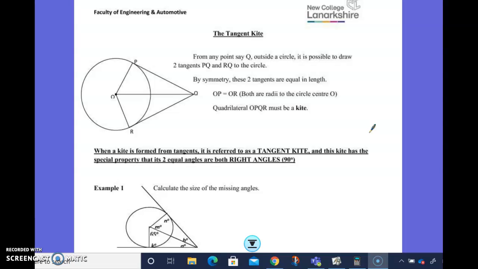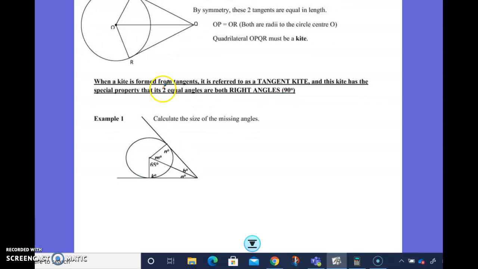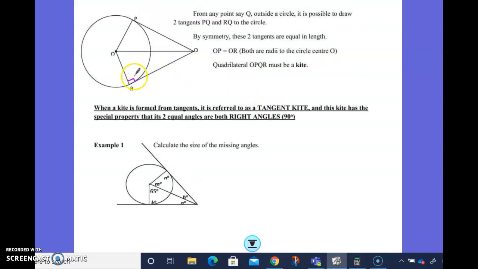Now the good news is that line O to Q must be a line of symmetry. So those two tangents must be the same length. And we can use properties of a kite and a triangle, because we can cut it in half, to work out different angles. Okay, so whenever we get a tangent kite like this, because we have a radius meeting a tangent, these sides must always be right angles.